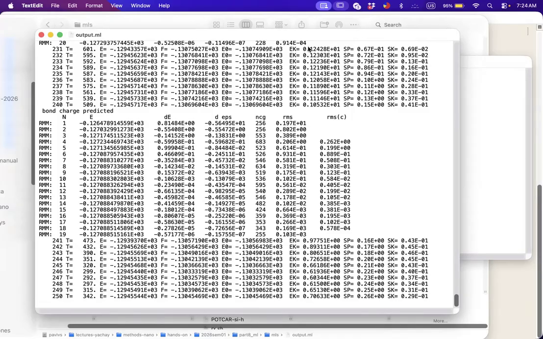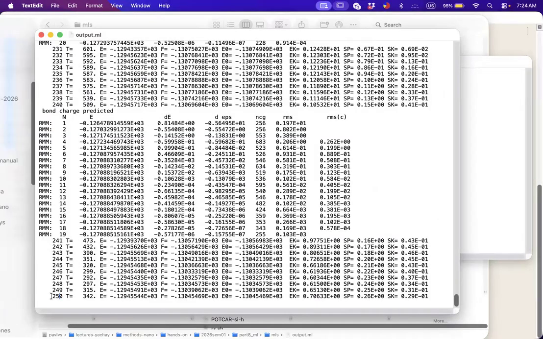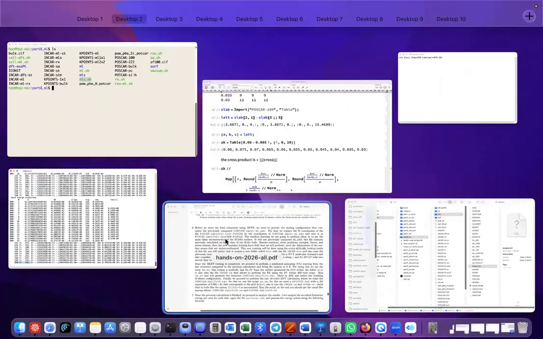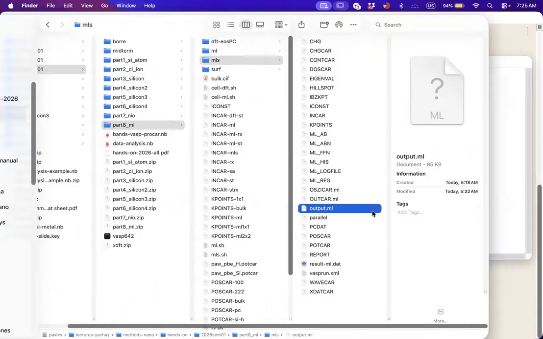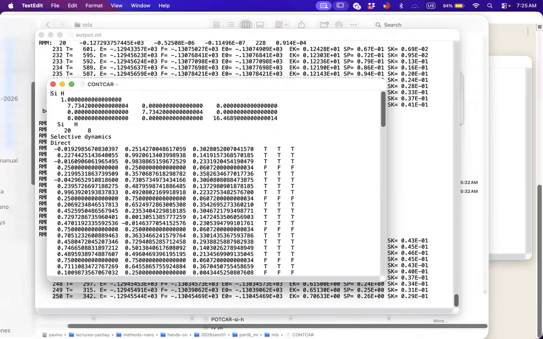Okay, now what is next is that we are going to take the final structure. The final structure in my simulation was at 342 Kelvin. So I'm going to take this as a structure, the CONTCAR file, which is at that temperature. In your case, maybe it's another temperature, and you're going to have a different CONTCAR file. So the CONTCAR file you have cannot be exactly the same as it is here. But if you like, we can check it.